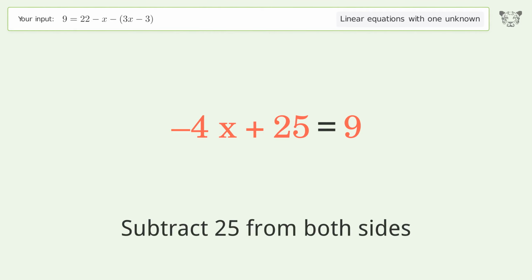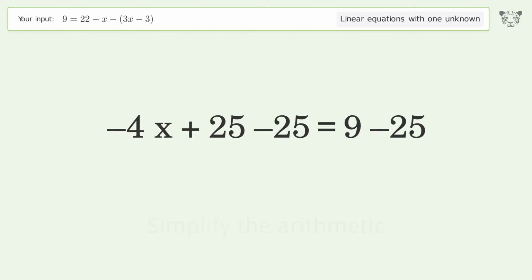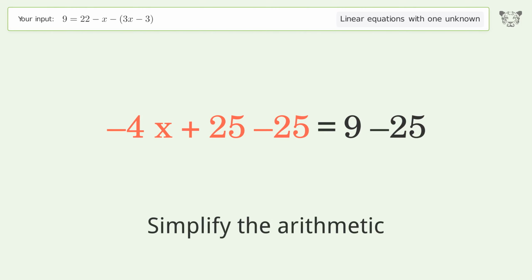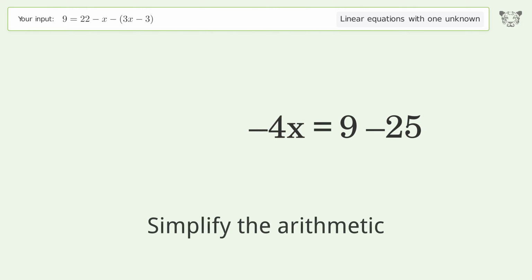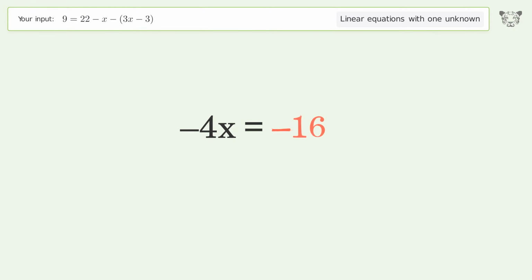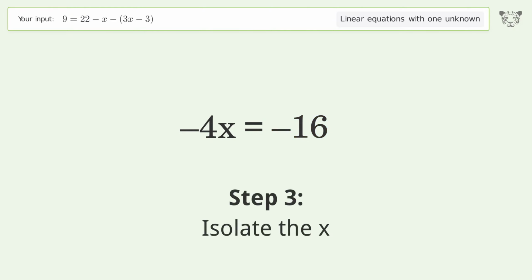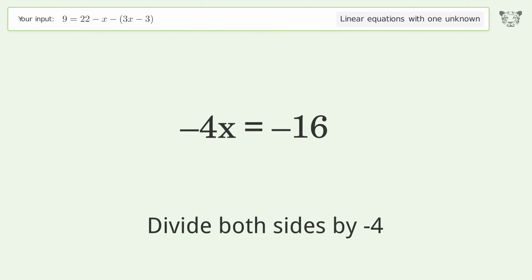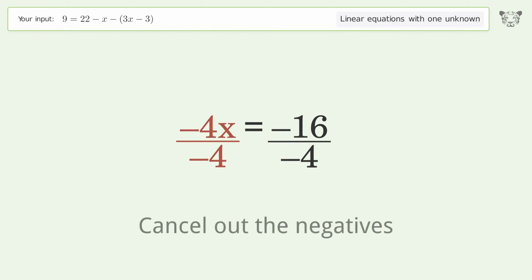Subtract 25 from both sides. Simplify the arithmetic. Isolate the x. Divide both sides by -4. Cancel out the negatives.